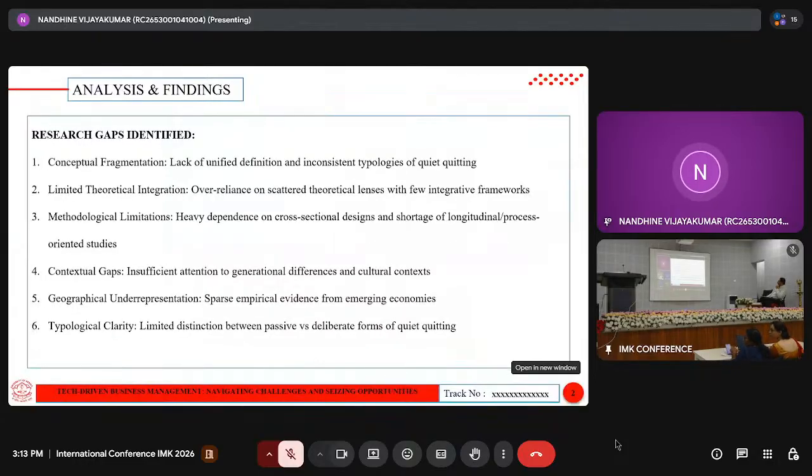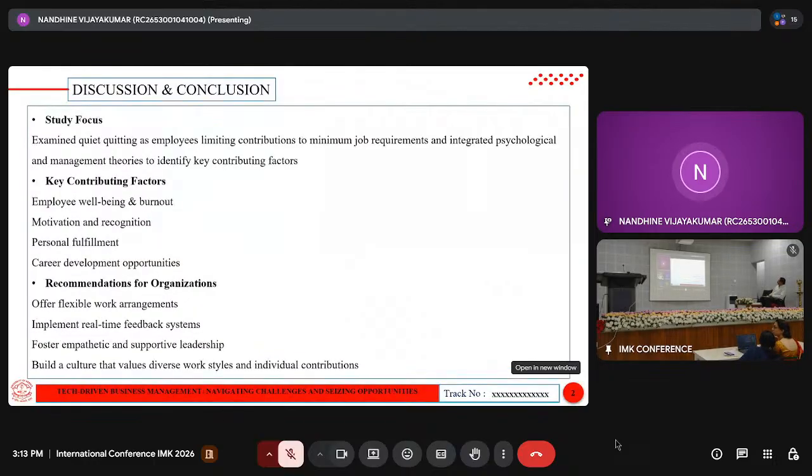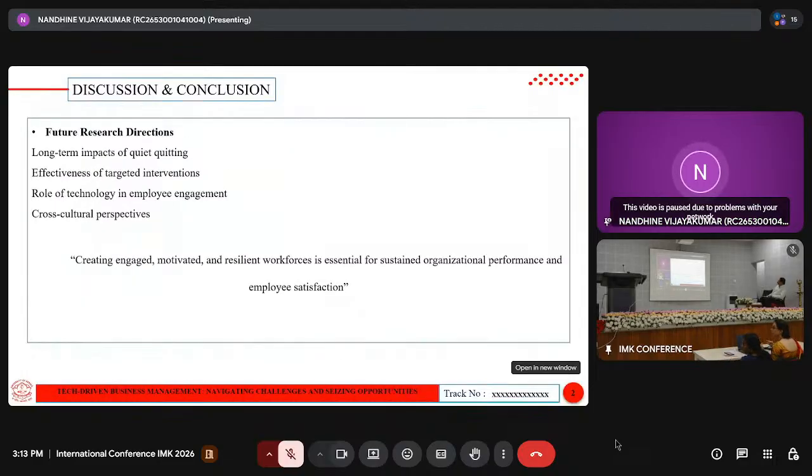These are the major research gaps identified: conceptual fragmentation, limited theoretical integration in this area, methodological limitations, contextual gaps, and cultural gaps. The key contribution is that employee well-being and burnout, motivation and recognition, personal fulfillment, and career development opportunities serve as the major antecedents of this study. These are the future directions recommended by previous researchers.